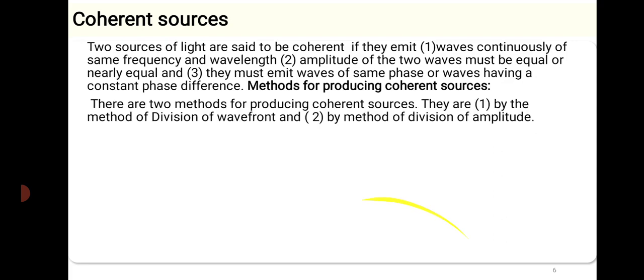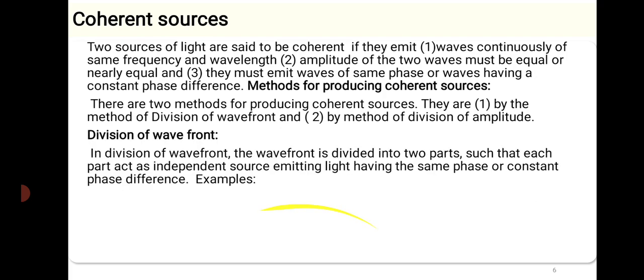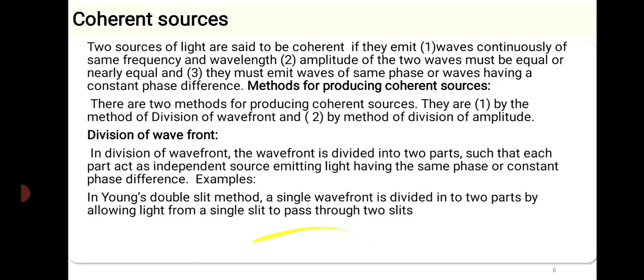Methods for producing coherent sources. There are two methods for producing coherent sources. The first is the method of division of wavefront, and the second is the method of division of amplitude. Division of wavefront: in the division of wavefront, the wavefront is divided into two parts such that each part acts as an independent source emitting light having the same phase or constant phase difference.